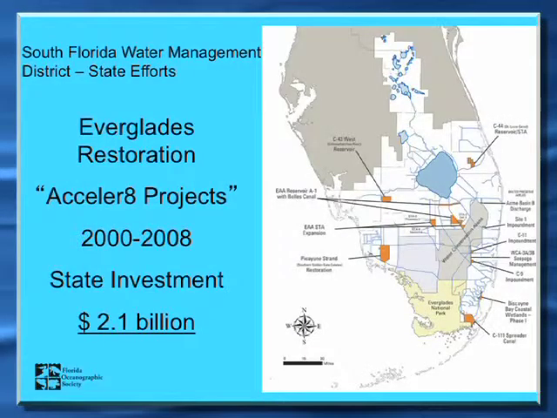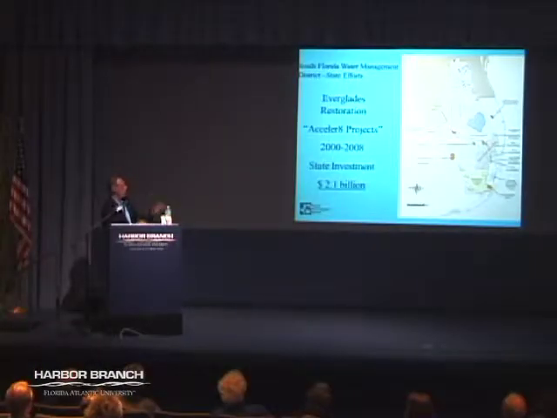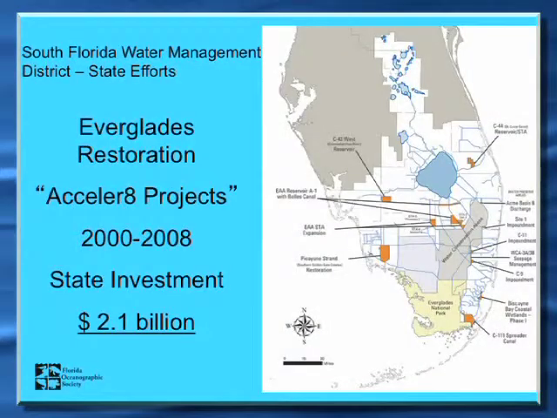Before the federal government got started on that Comprehensive Everglades Restoration Plan, with all those 68 components, the deal is that it's supposed to be a 50-50 partnership. So for construction of all that, we're supposed to have 50% federal share through the Corps of Engineers and 50% through the state. Well, the state didn't wait around, and between the year 2000 and 2008, we spent about $2.1 billion starting some of these accelerated projects to get going.